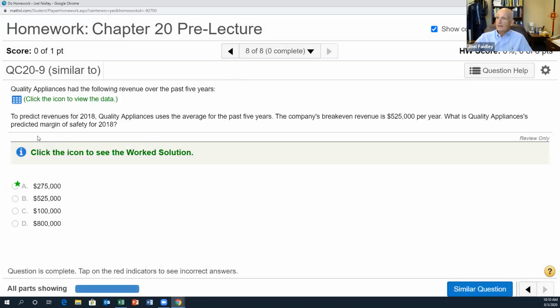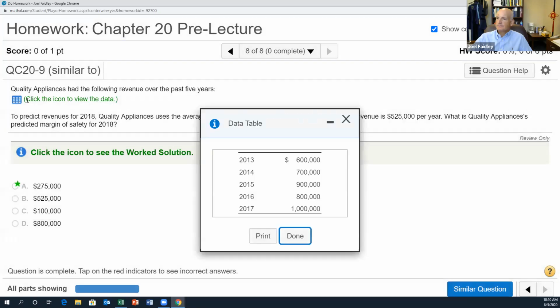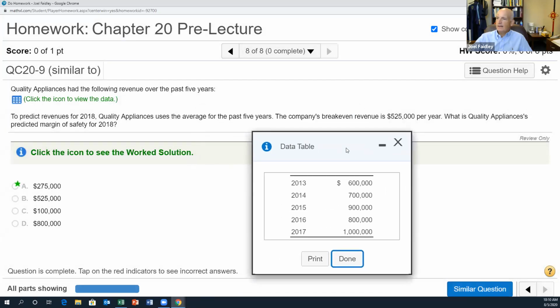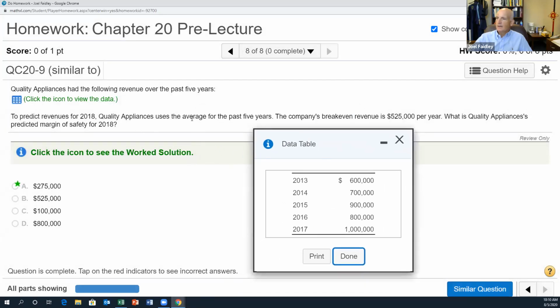All right, and finally here in the pre-lecture, we've got a data table of the revenues for the past 5 years. They're trying to predict 2018, and the break even is 525. What's the predicted margin of safety?